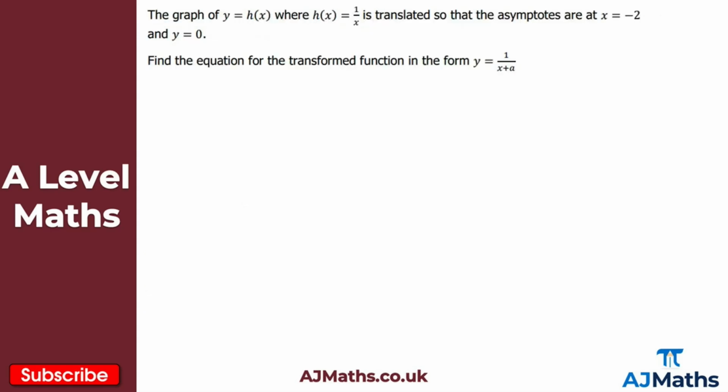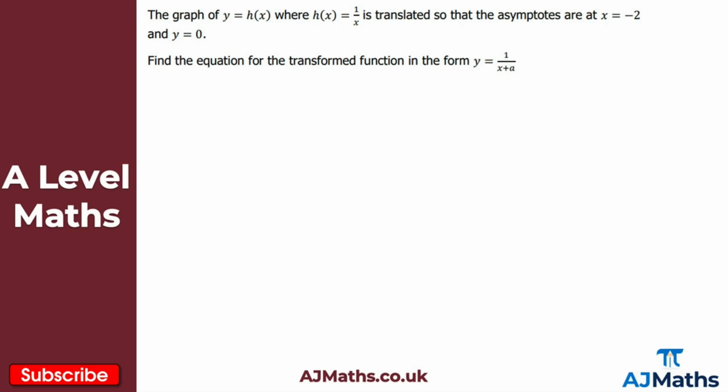Moving on to the next question here, what we've got is the graph of y equals h of x, where h of x is 1 over x. So that's the reciprocal graph. And this is translated so that the asymptotes are at x equals -2 and y equals 0. And what we want to do is find the equation for the transformed function in the form y equals 1 over x plus a.